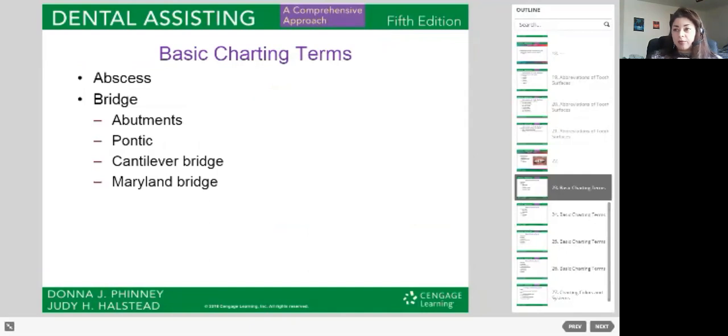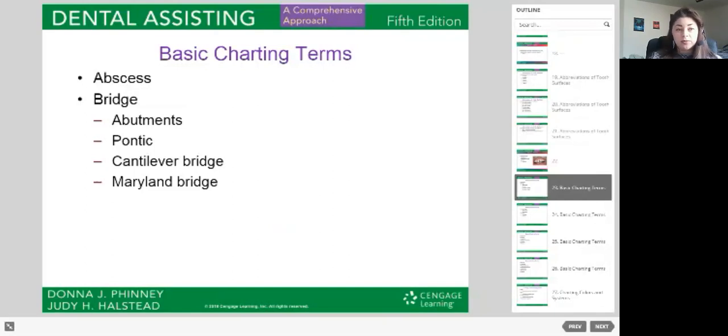In your book on page 298, there's a long list of charting terms or words that we will use. I would familiarize yourself with those terms because you'll need to know them. They're all used very often in dentistry. So I would definitely make some flashcards if you don't have them available. There's also some material available to you like any other chapter.